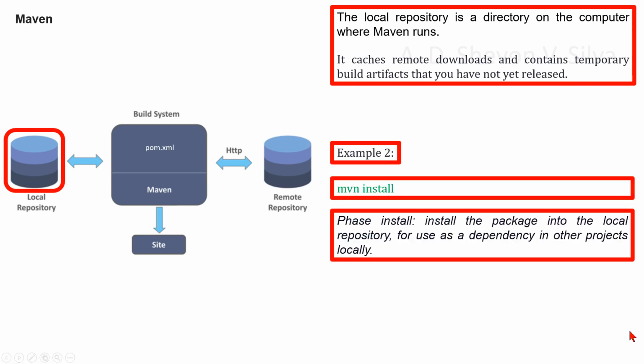As an example, we can consider Maven install. Maven install installs the package into the local repository, for use as a dependency in other projects locally.